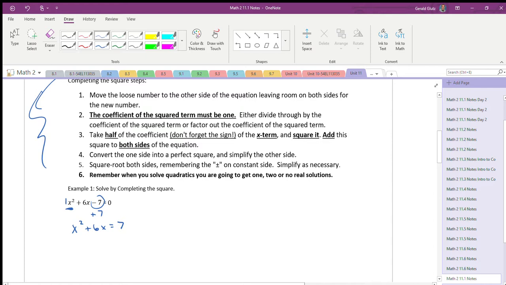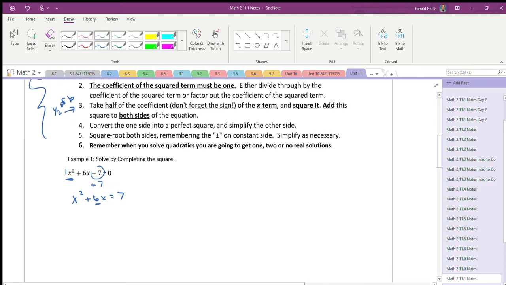Step 3 says take half of the coefficient of the x term. It's talking about the b value. So take half of b and then square it. If I take half of 6, that's 3. Squared is 9. What we're going to do with this 9 is add it to both sides of the equation. So I'm going to add 9 to both sides, and then we'll end up with x squared plus 6x plus 9 is equal to 7 plus 9, which is 16.